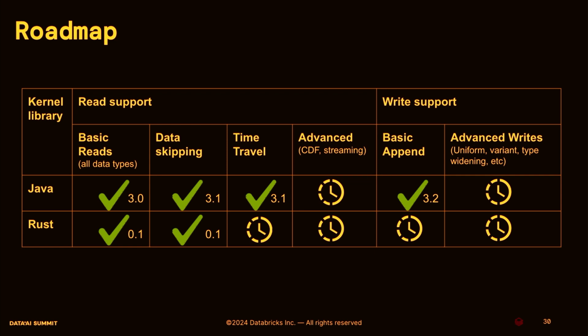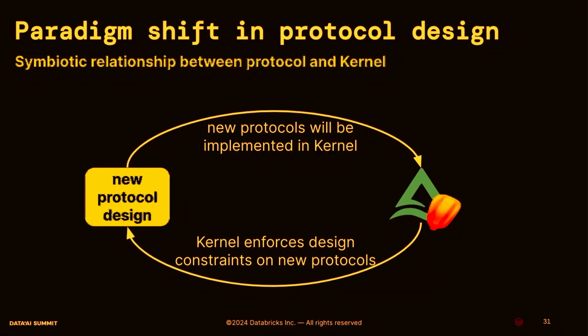We're also working with the developers to build functionality directly into kernel as well. So the Java is a little bit ahead, Rust is following pretty closely, but we'll keep working through this, and at some point we will reach parity, that all the previous protocols are supported in kernel, both Java and Rust, and new protocols are going to get added. And that is a fundamental paradigm shift in the protocol design itself, because now there is a symbiotic relationship between the protocol and kernel. Anyone who is designing a new protocol has the responsibility of implementing it in kernel if they want their protocol to be actually used by users.